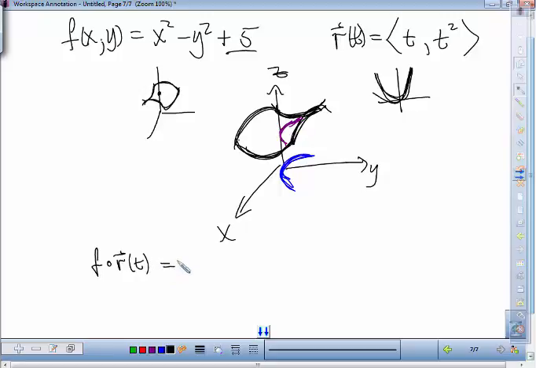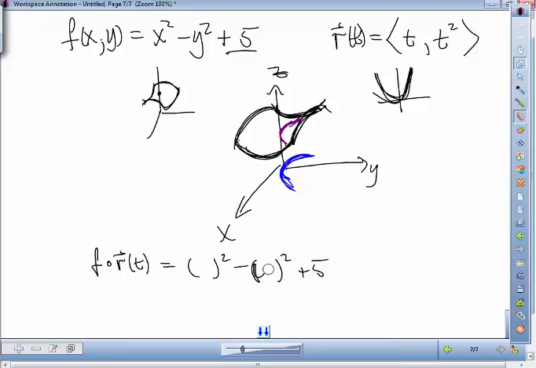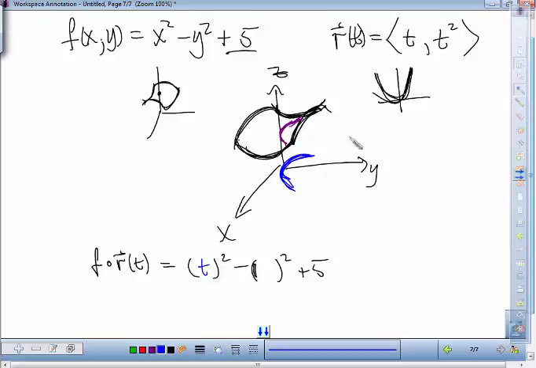Now, if we physically do the composition and actually combine it the way we would have combined it earlier, you really just put the x in for the x, the y in for the y, and then you'll have your new function. And you'll see that your new function is just a function of t. The function that goes in for the x is t. The function that goes in for the y is t squared.